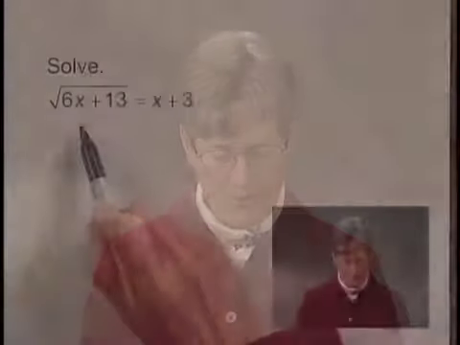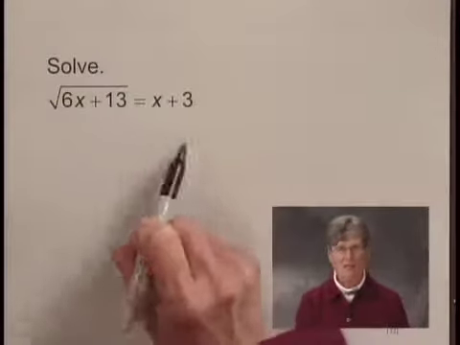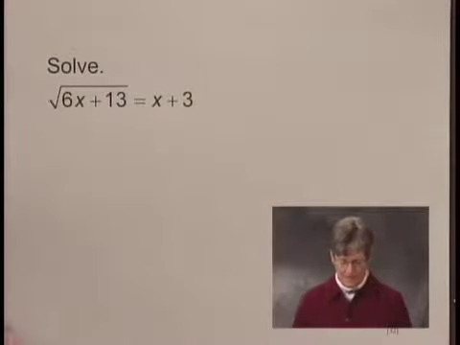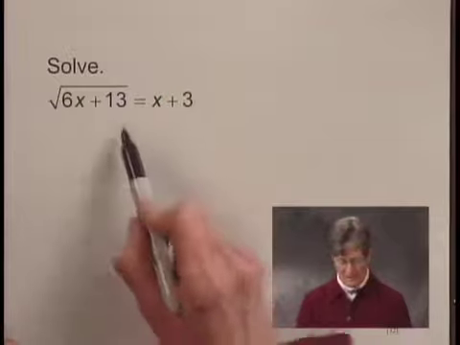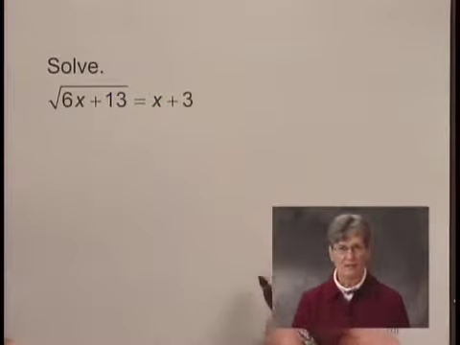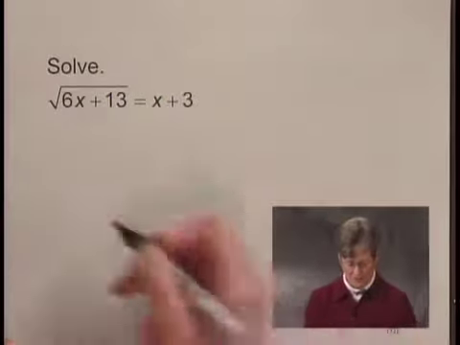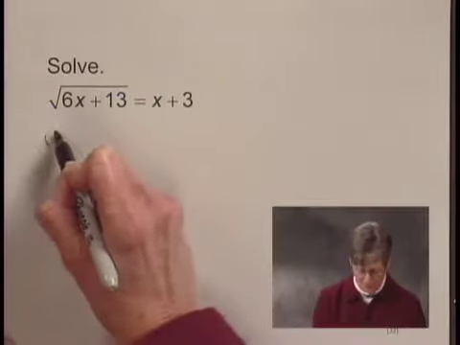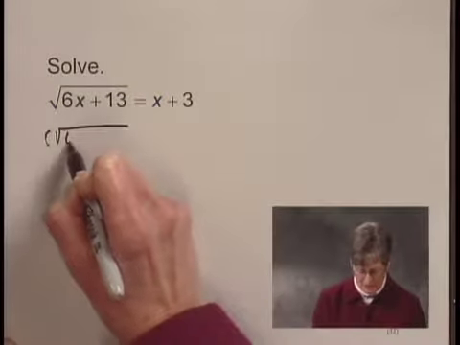In this exercise, we'll solve the radical equation, the square root of 6x plus 13 equals x plus 3. Now I have one radical in this equation, and it is isolated on one side of the equal sign, so I can just begin by using the principle of squaring, and I can square both sides of the equation.